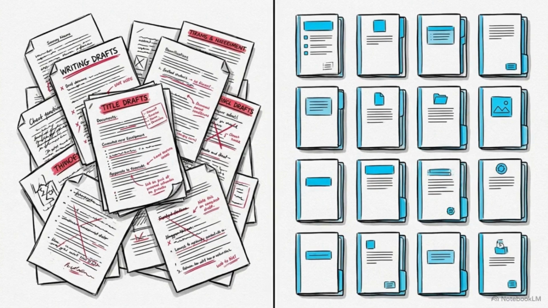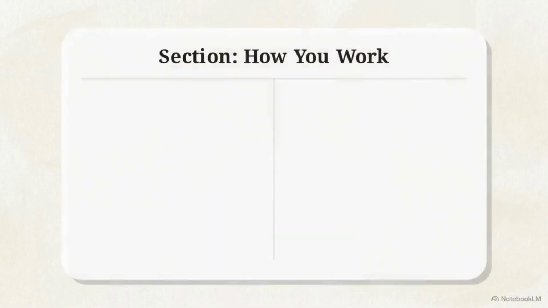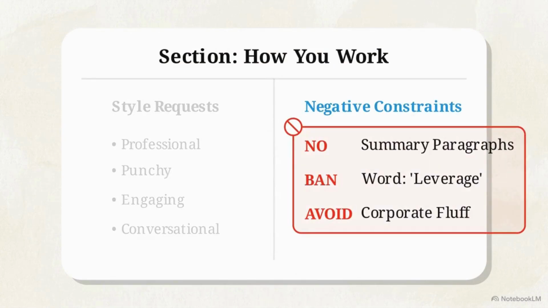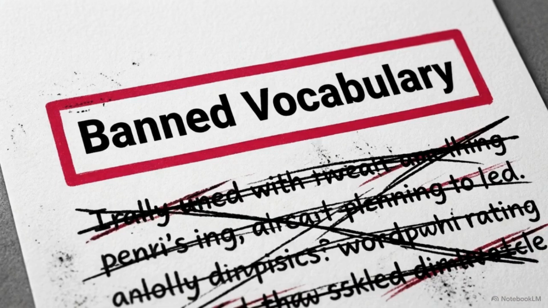Next, create a section called How You Work. This is for your structural habits and the formatting rules you refuse to break. This section relies on negative constraints. Explicitly forbidding specific behaviors is often more effective than simply asking for a certain style. Write down your pet peeves. Tell it to never end with a summary paragraph. Ban words you hate, like leverage or synergy.